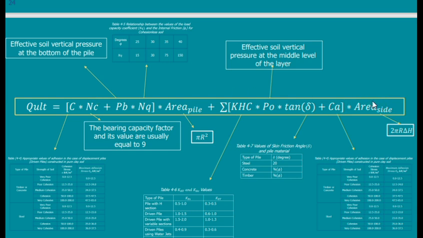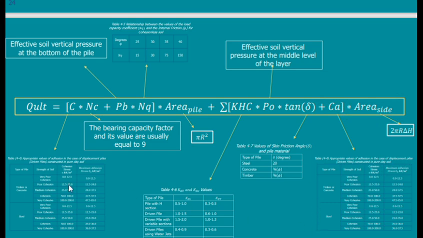Here is the area side. This is the value of the area side. It's area 2 pi r multiplied by the length of the pile, or the length of the layer. Here, area of the pile is pi r squared. These are constants. But if you look here, you will find something called C. C is the C of the soil. But there is something here also called CA.